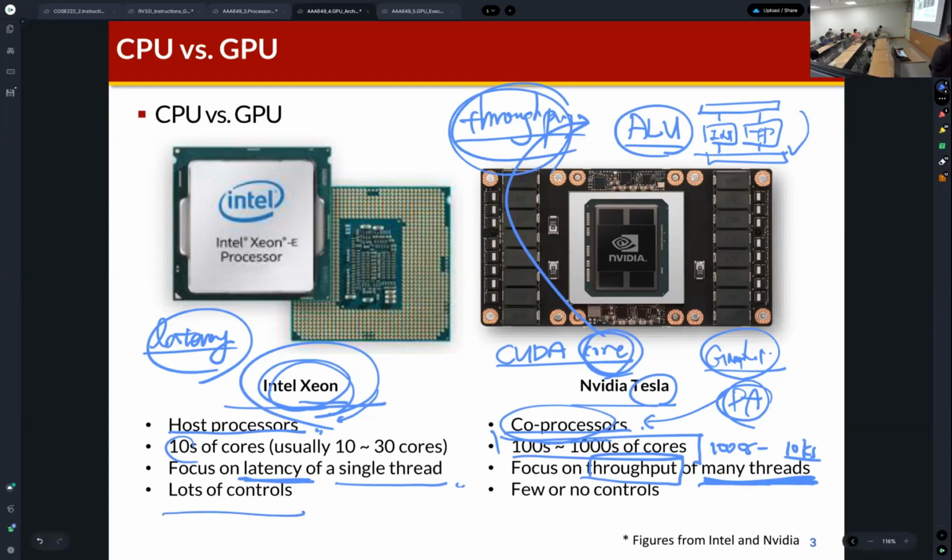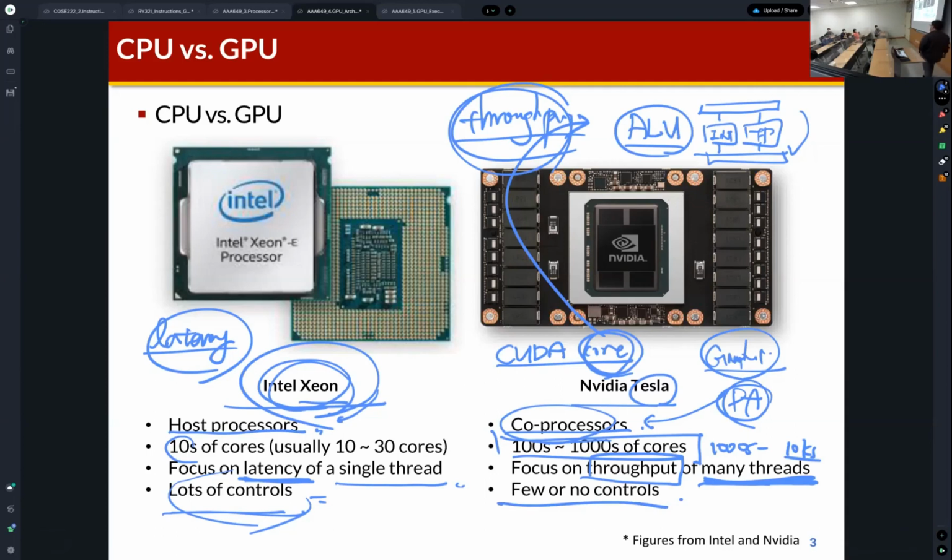And then the control part. I said that normal CPU applications have many branches, which means they have many control instructions. In order to increase the performance of a single thread, CPUs need to accelerate this control part. So if general purpose applications have many control instructions, CPUs can efficiently execute them. But there is little or no control logic for the GPU.